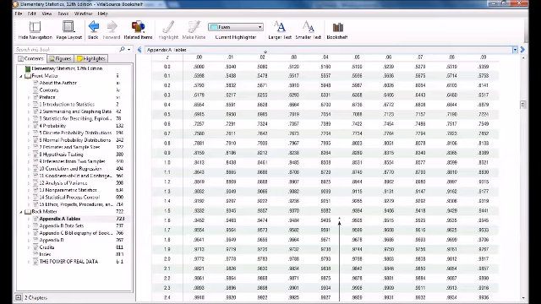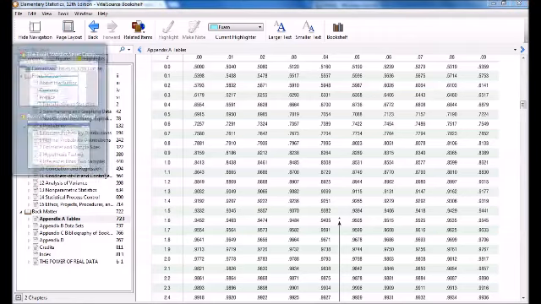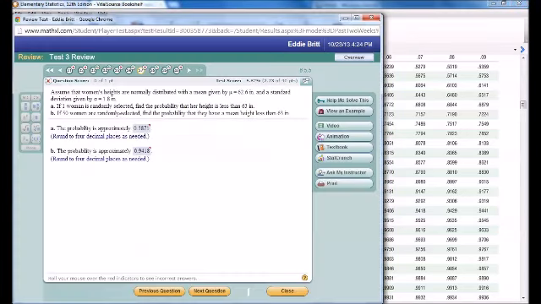So 0.22. This right here, that's our answer, 0.5871. So part A, the answer is 0.5871. That is the probability, if you randomly select one woman, that her height is less than 63 inches, given this information up here.